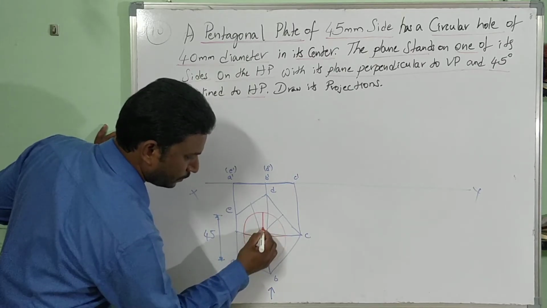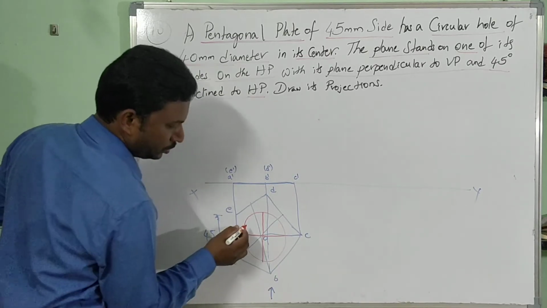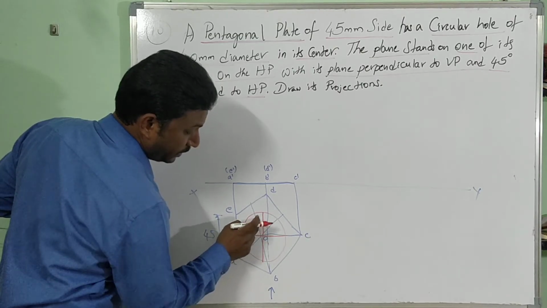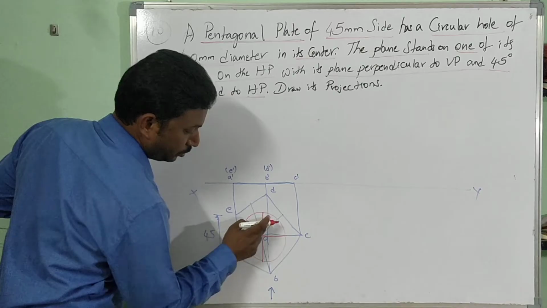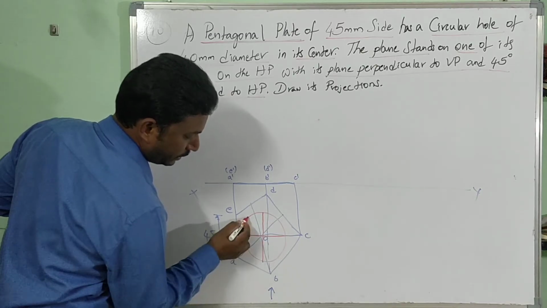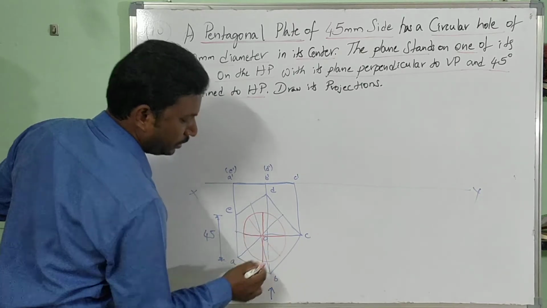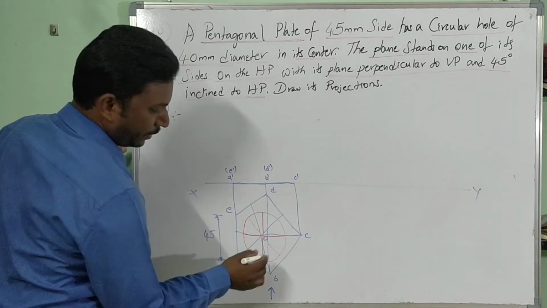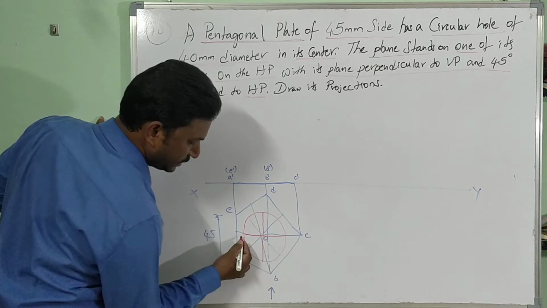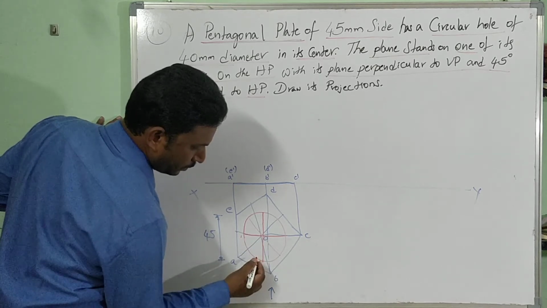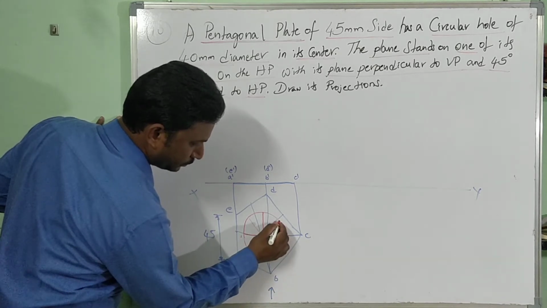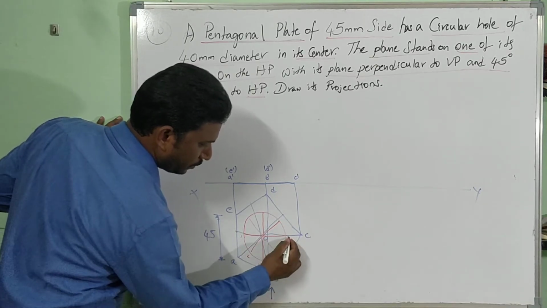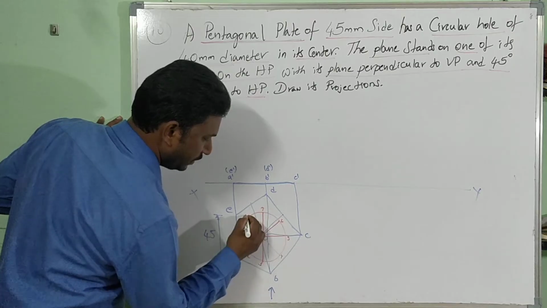1, 2, 3, 4, 5, 6, 7, 8. In the middle, I am drawing one more line. I am drawing 2 diameters and 1 inclined diameter so that it divides into 8 parts itself. 1, 2, 3, 4, 5, 6, 7, 8.